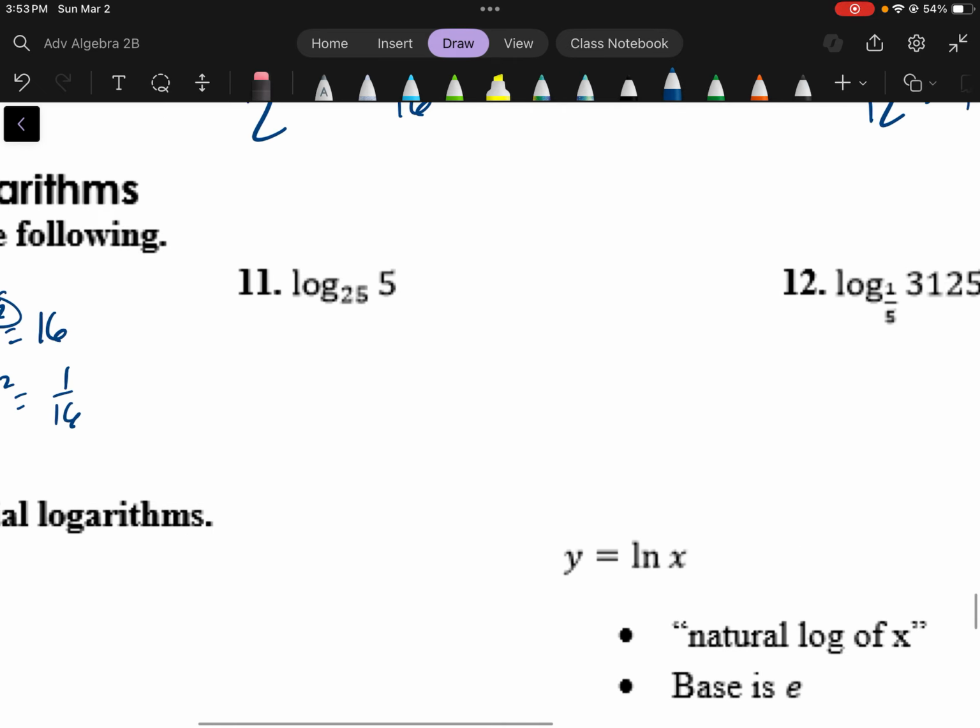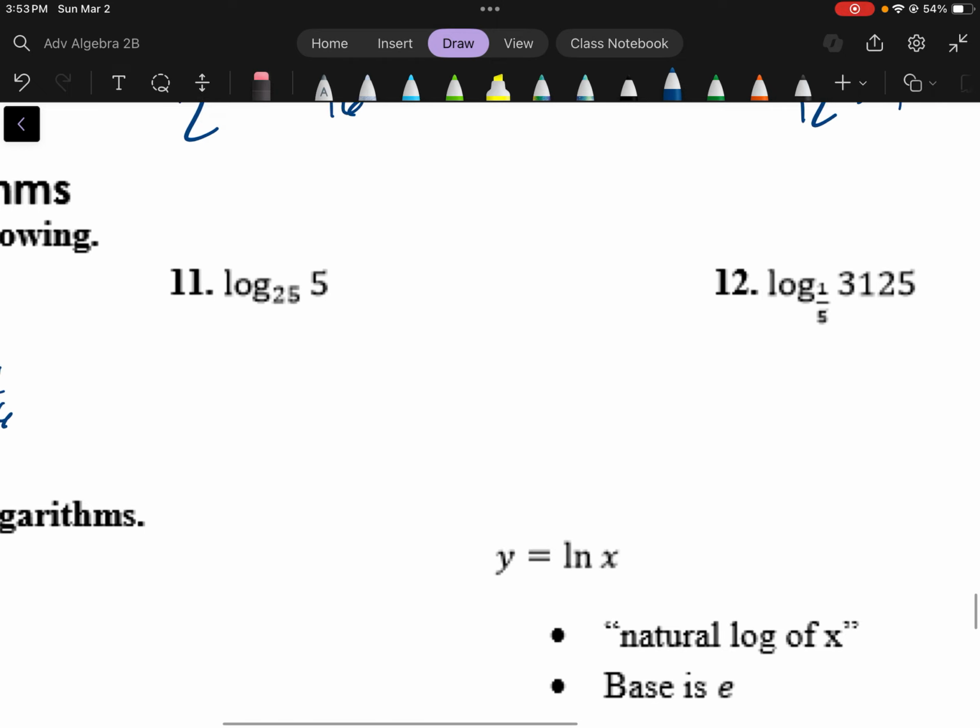Okay, so back on to number 11. If we were doing like left, right, middle, it'd be 25 on the left, raised to the something power is just 5. And so if I'm thinking, I need to simplify this equation, well, I need 25 to become smaller. So that does not mean you need to raise it to a negative power. It means you need to raise it to an exponent that's between 0 and 1.